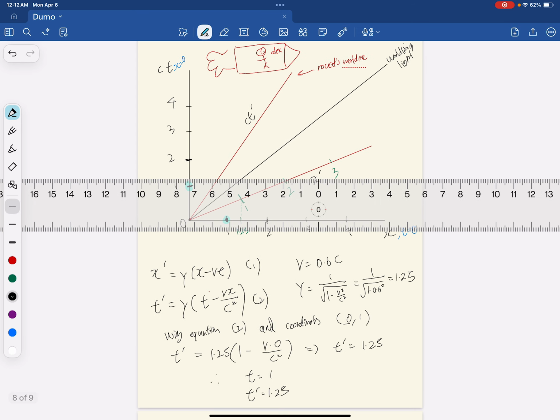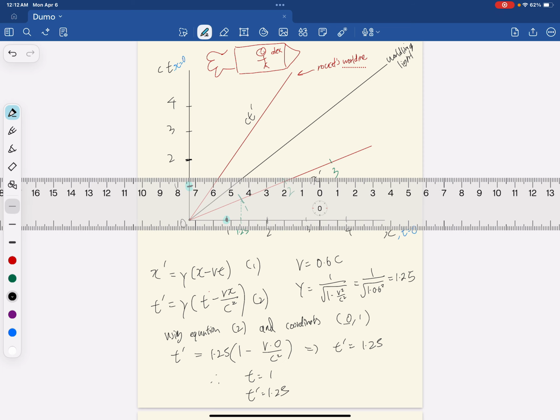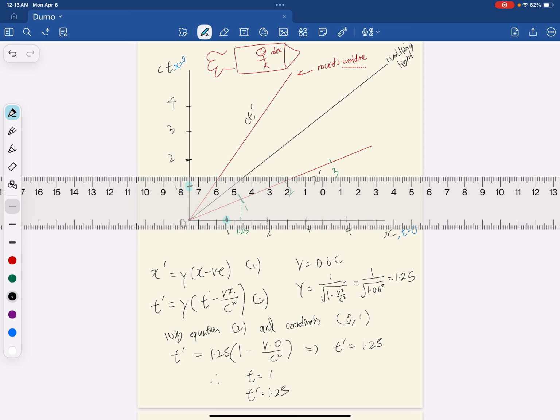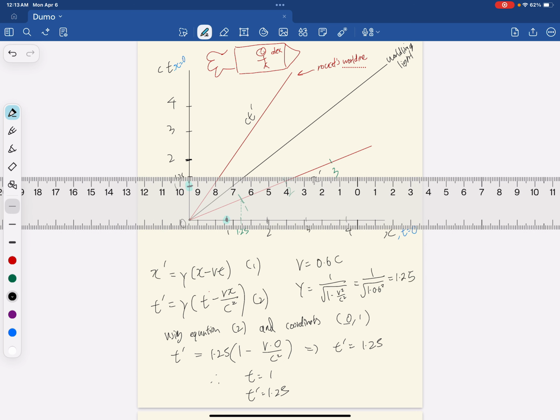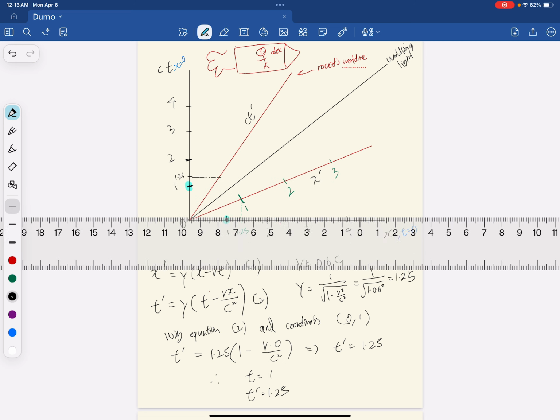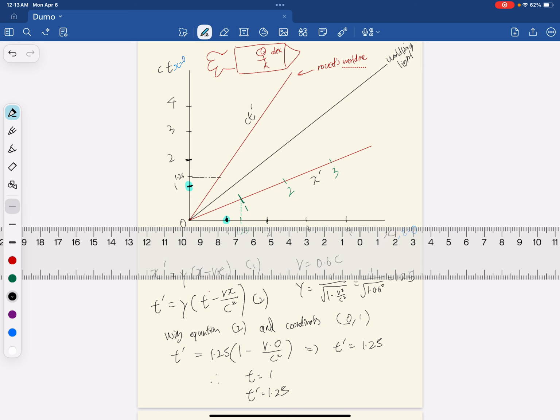So we find 1.25 on our CT axis. It's about here, right? 1.25, and we draw a straight line. We find the intersection of that straight line with the CT primed axis. That's gonna be 1. So that's gonna be 2, and that's gonna be 3. And there we have it. We have scaled our primed axes.